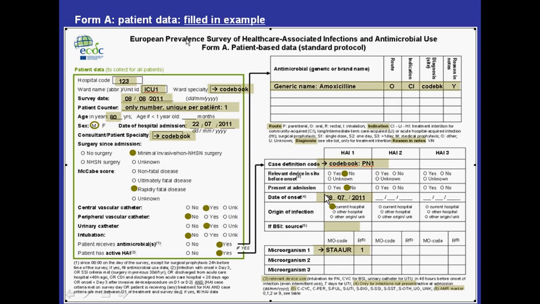Next is the origin of infection. Theoretically, only the first 2 are possible, because an HAI in the HAI part is defined as a healthcare-associated infection that was acquired in an acute care hospital. In other words, another origin is not really a possibility in the HAI, and you should reconsider whether your HAI really fulfills the HAI criteria of the PPS.